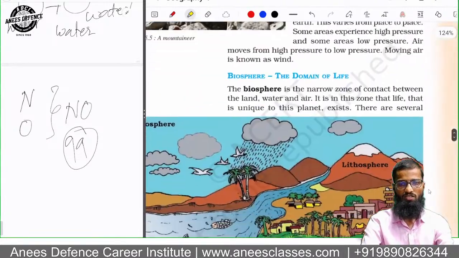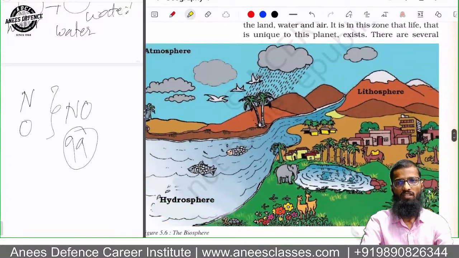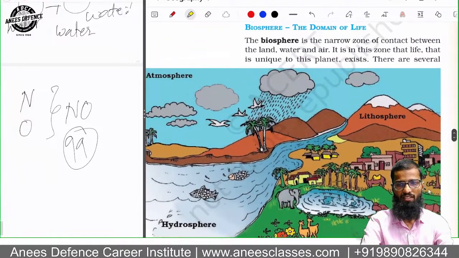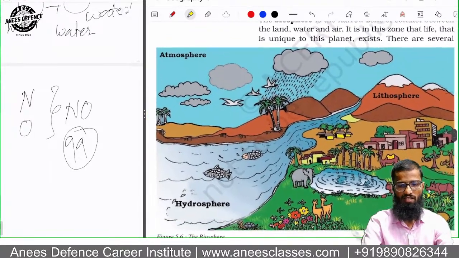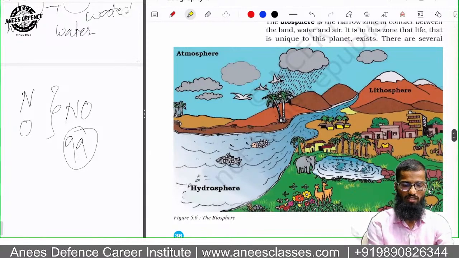Remember this. Next is the biosphere. The biosphere is the narrow zone of land, water and air जिसमें लाइफ सपोर्टिव एलिमेंट्स रहते हैं. Look at this diagram of the biosphere. This is hydrosphere, this is atmosphere, this is lithosphere, and this is the biosphere.